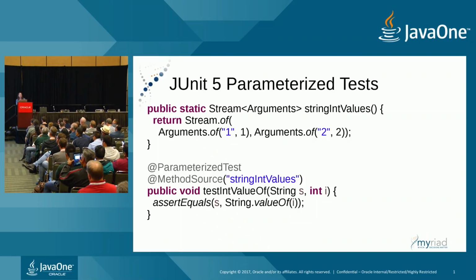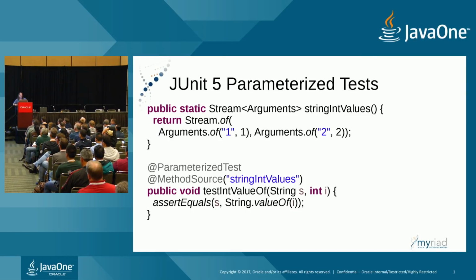And then you can write your parameterized test that looks like this. You say it's a parameterized test instead of a regular test. And the data is going to come from this method, stringIntValues, and then I've got my test that I actually run. I want to verify that if I take the integer and turn it into a string, that I get what I'm expecting to get. So that's good. This is very good, but it is stringly typed, and so there's a few problems.